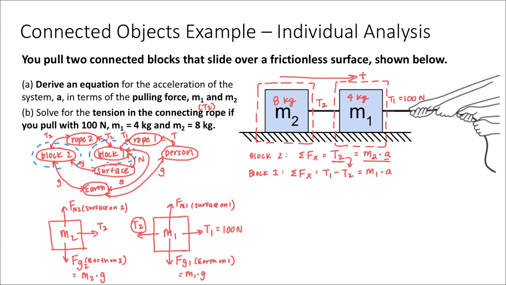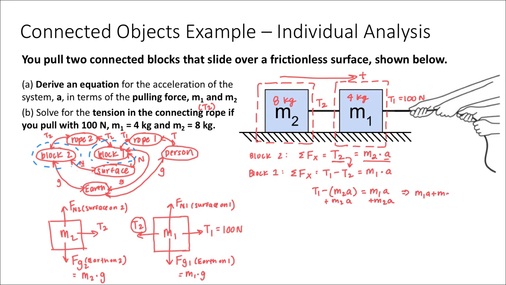into the second equation, where we would see T2. So that would look like this. T1 minus, not T2, but m2a is equal to m1a. And again, T1 is known in this case. I'll rearrange for a like so. I'll go ahead and move this m2a term to the other side so that all of my a terms are together. And that will look like this.